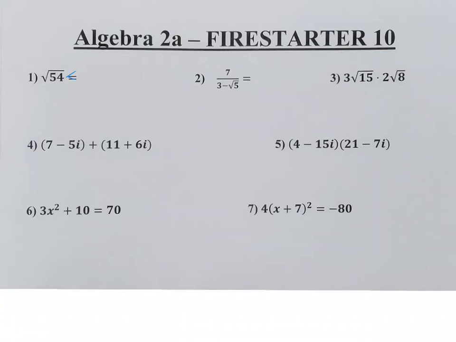Firestarter 10, the exact same concept. 54 is not perfect. So I look at my list. I look for perfect numbers on my list that go into 54. 9 is the biggest one. It goes into it 6 times. So 9 gets to leave the jail. He turns into 3. 6 stays in jail forever. Done.